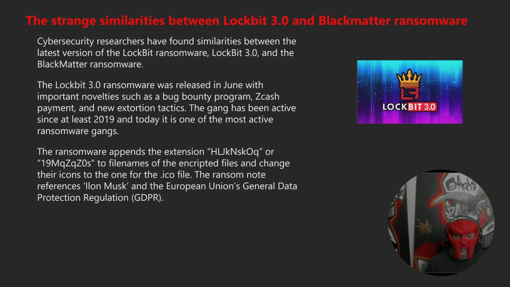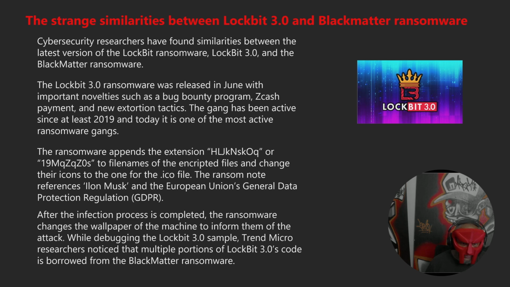The ransomware appends the extension HLJKNSK OQ, or 19MQZQZ0S, to file names of the encrypted files and changes their icons to the one for the .ico file. The ransom note references Elon Musk and the European Union's General Data Protection Regulation. After the infection process is completed, the ransomware changes the wallpaper of the machine to inform them of the attack.